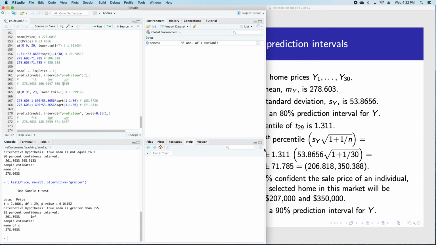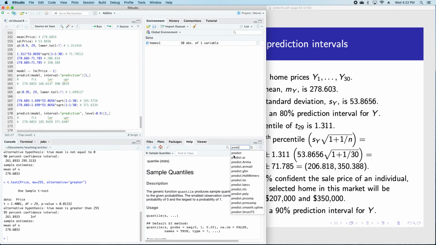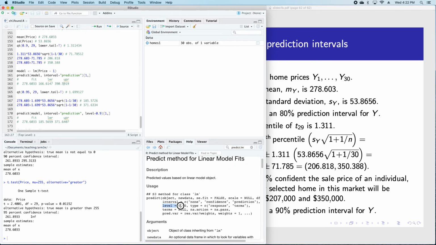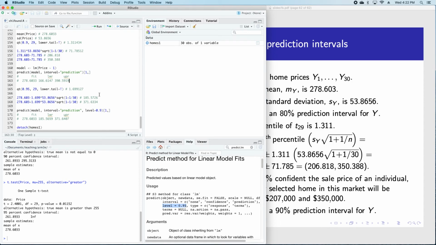I can check. If I look at the predict function for this, yeah, the default level is 95. So this is a 95% interval, and then down here I can set the level, and so this one is a 90% interval. So the 185.5659 and the 371.6407, these were the numbers that I calculated by hand before. They're not identical because there's a little bit of round off error here.